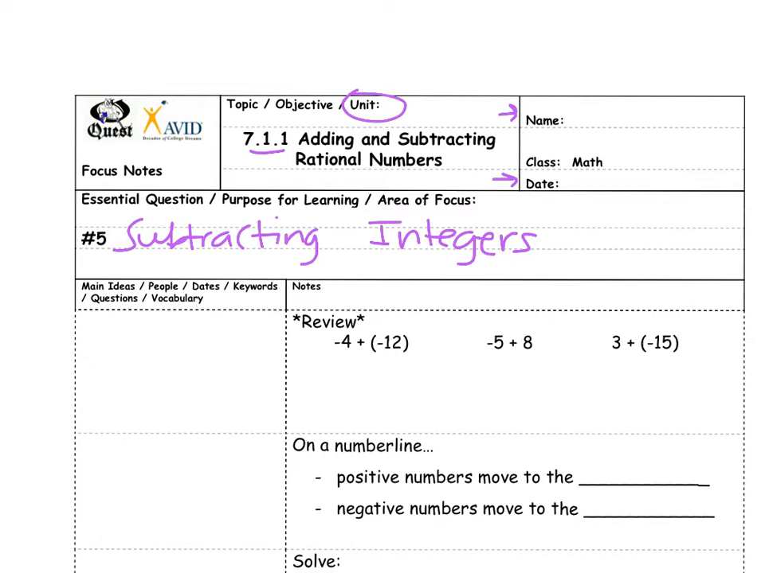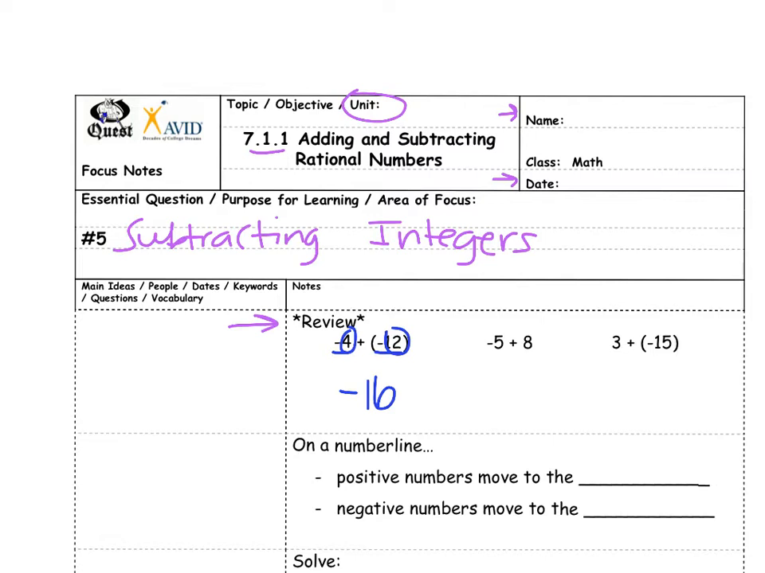To start today, you guys have some review questions on adding integers. So I want you to pause the video, do the problems, and then come back to check your answers. Now that you have these first 3 problems done, let's review. The first one is -4 plus -12. They're both negative numbers, so I know I add the numbers. 4 and 12 is 16, keep my sign.